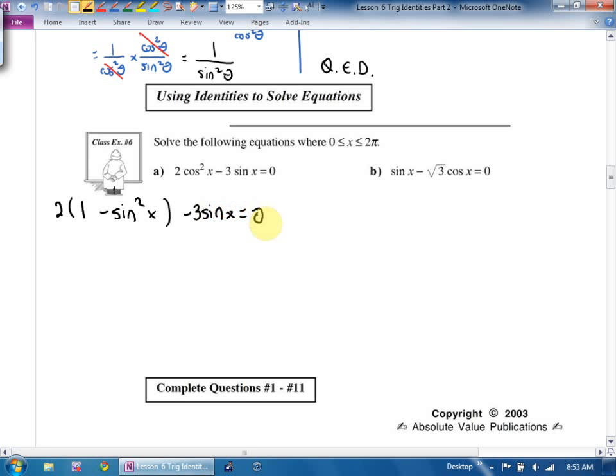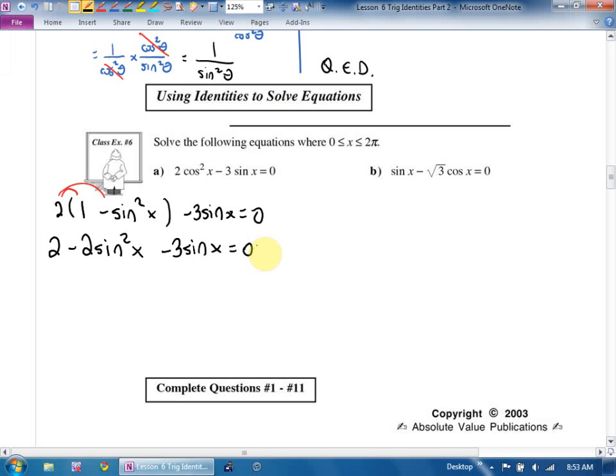What do you think we would do now? Using your good equation solving skills, what would you do now? Troy? You get rid of brackets. Yeah, totally. 2 times 1 is 2 minus 2 sine squared x minus 3 sine x equals 0. What kind of an equation is this? It's a quadratic. How do I know?